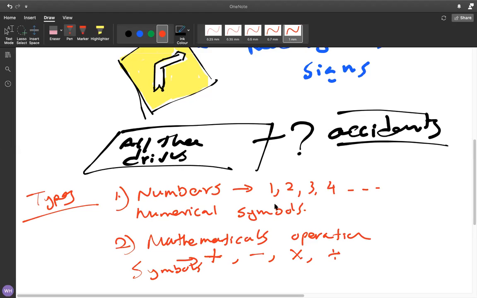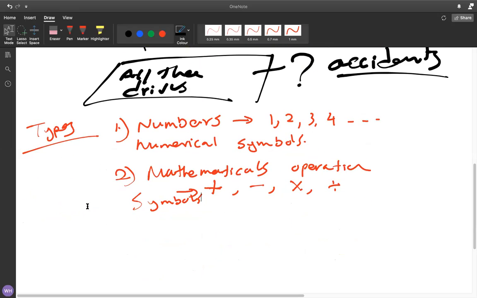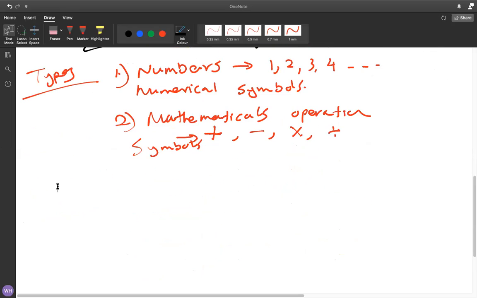Okay, put a comma below this one and write: symbols are used.